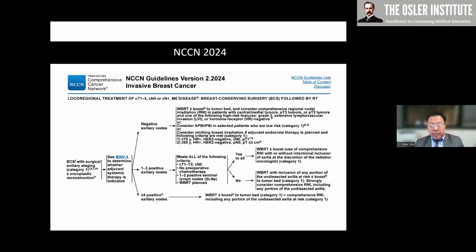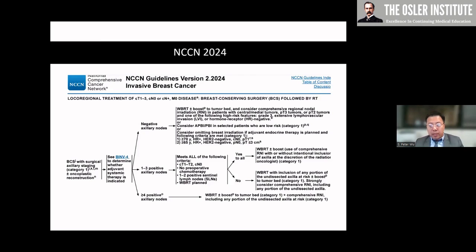Here are the NCCN guidelines. These are really important guidelines to follow because they are really well encompassing of everything we discussed, and I'm glad we're ending here right on time. There is a consideration of APBI in select patients who are low risk. Category 1 recommendation. Consider omitting breast radiation if they fall into these categories, as we discussed earlier, PRIME 2, as well as CALGB 9343 criteria.